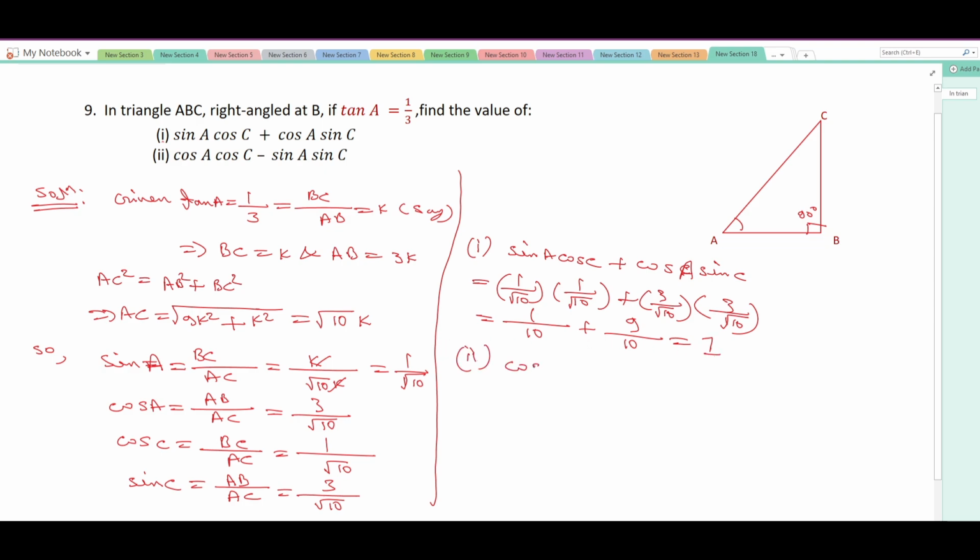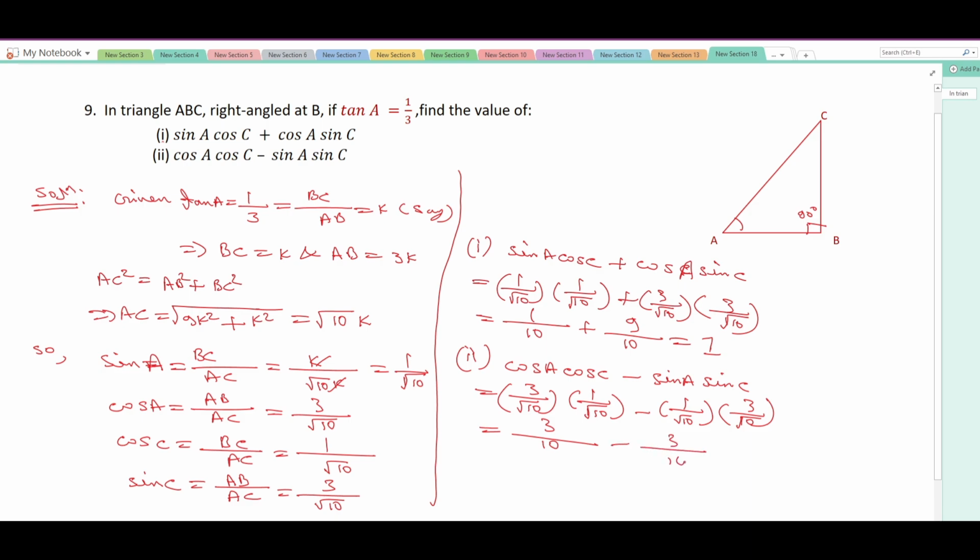Question number 2. Cos A cos C minus sin A sin C. Cos A equals 3 by root over 10 and cos C equals 1 by root over 10. Sin A equals 1 by root over 10. Sin C equals 3 by root over 10. And this is equal to 3 by 10 minus 3 by 10, equal to 0.